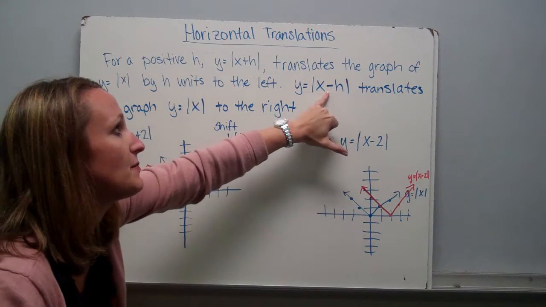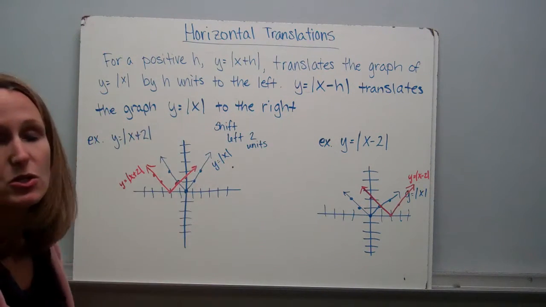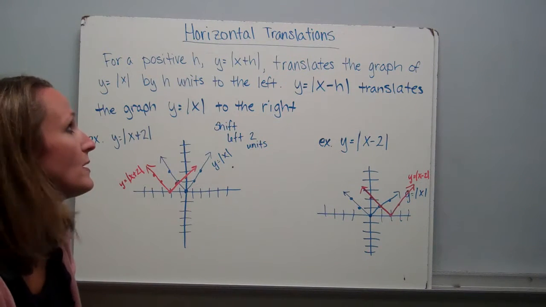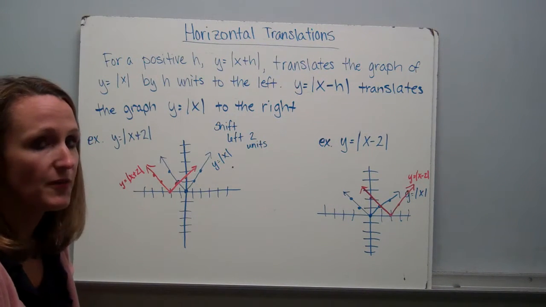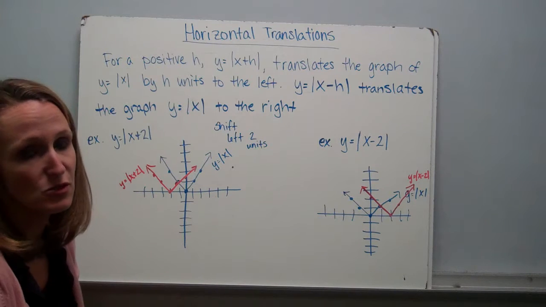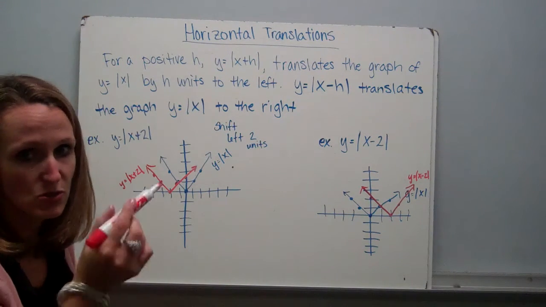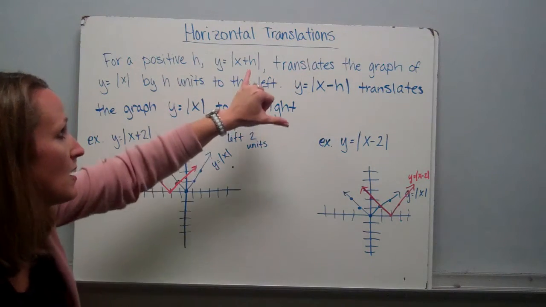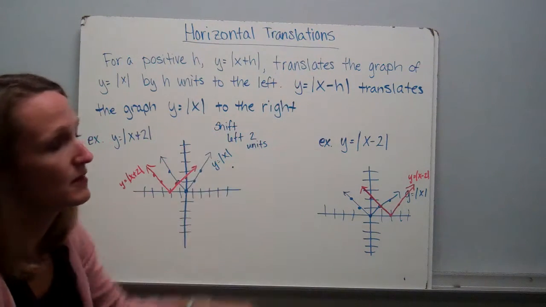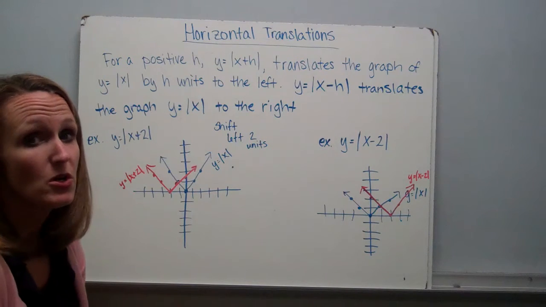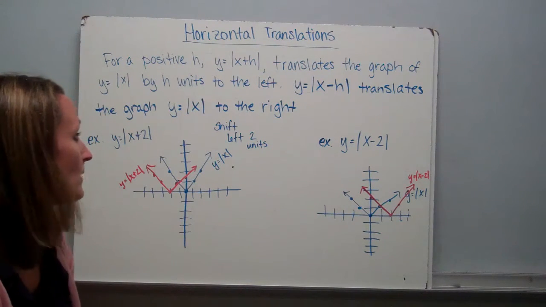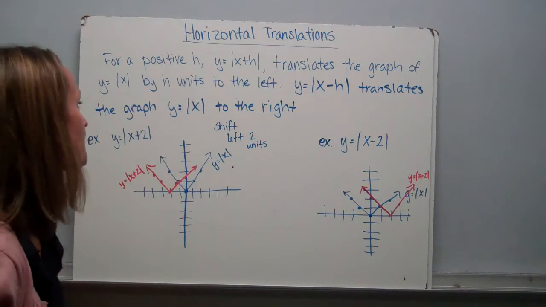Consequently, if it's a minus h, it translates it to the right. So if you are inside of the absolute value signs, you go the opposite of the direction you think you should. Not inside absolute value signs, you go up and down just like you think you would. But when it is inside, and eventually you'll learn this about parentheses, you go the opposite of the direction you want to. So let's look at an example.